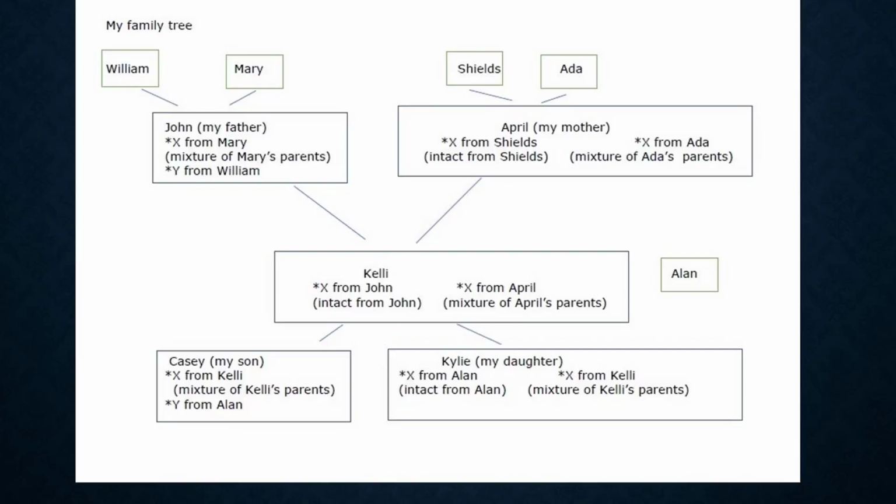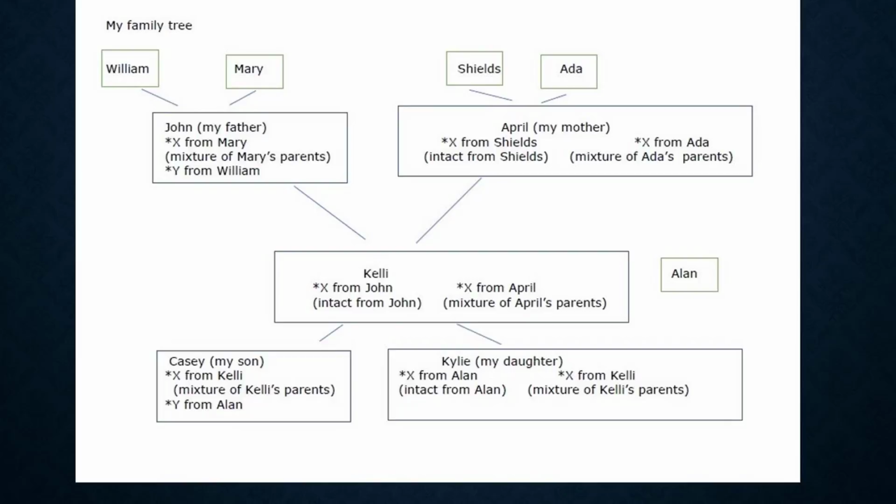I have a set of grandparents. William and Mary is one set, and Shields and Ada are the other set. William and Mary had my dad. So his X is from Mary, most likely a mixture of her parents, and his Y is from his dad. So dad's not involved. William is nowhere in this X saga, okay?